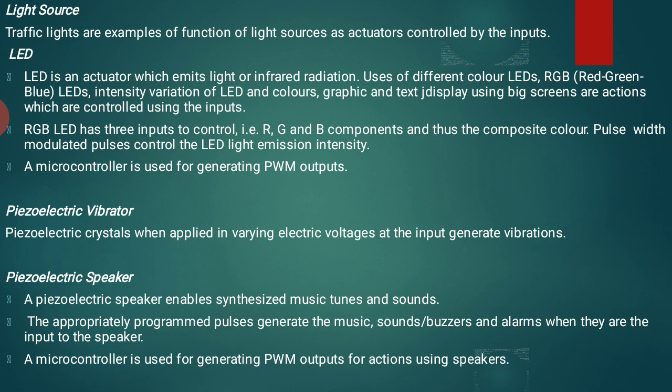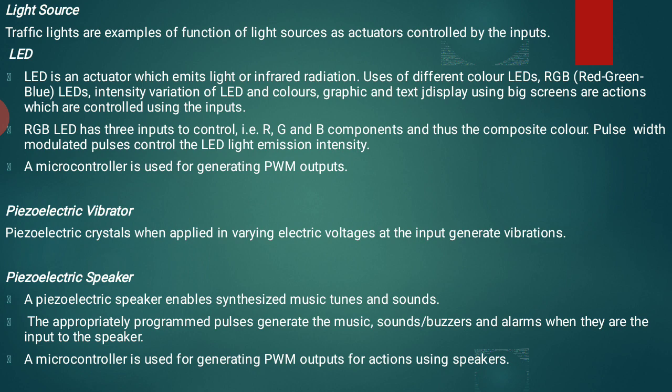Those are the RGB LEDs, intensity variation of LED and colors, and colors, graphics and text displayed using the big screen. Whatever images or text appear on the big screens are actions which are controlled using the inputs. So these are the actions controlled by your inputs. The best example is your smartphone. The screen emits light based on an LED source. Some of them are LED and some of them use other technologies.